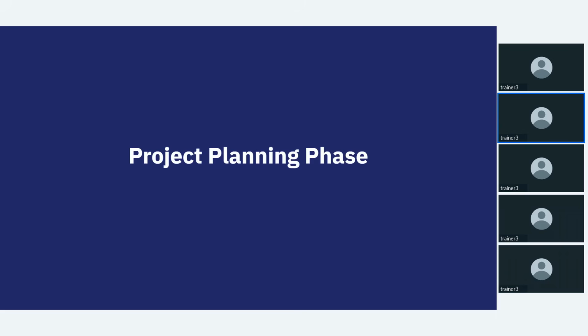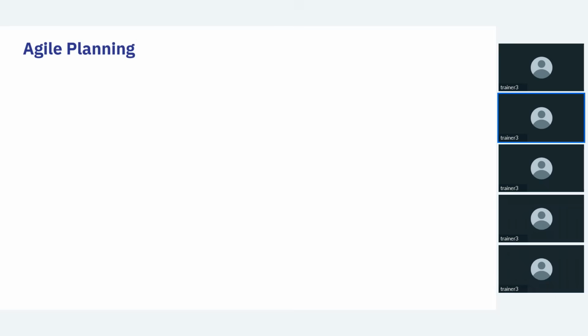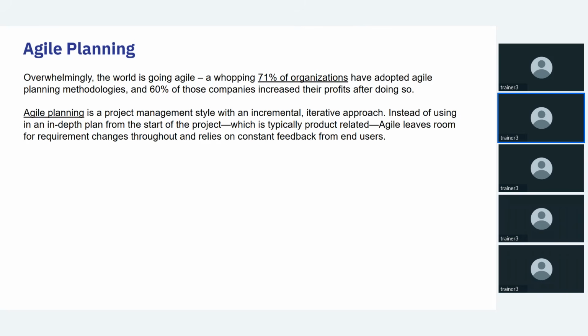Project planning phase. This is another phase of project planning. In projects, we discuss how the market is generally planning right now. That is agile methodology, agile planning. Around 71% of organizations have adopted this agile planning methodology, and 60% of those companies have increased their profit after doing so. So following this agile methodology, about 70% of organizations are profiting from this plan.